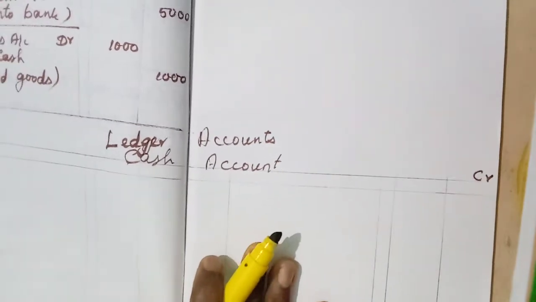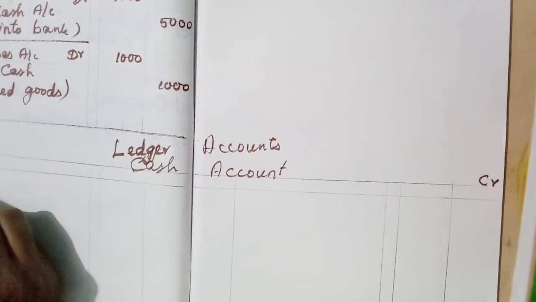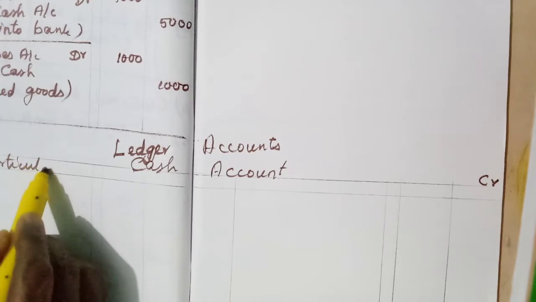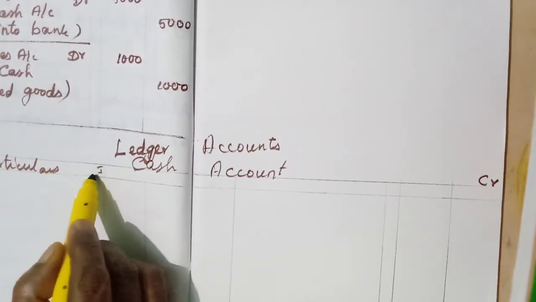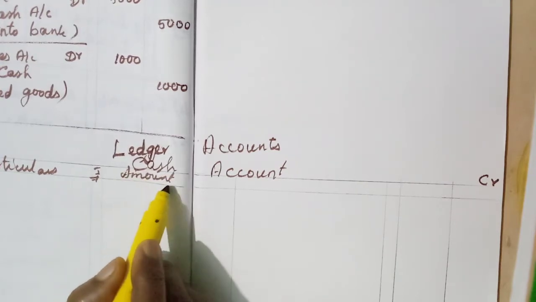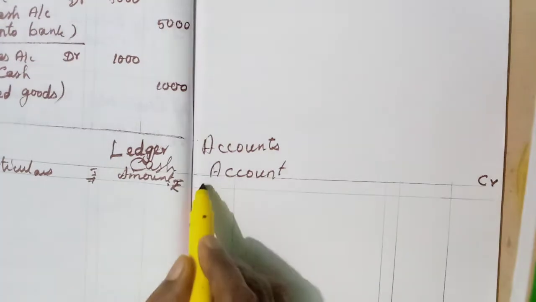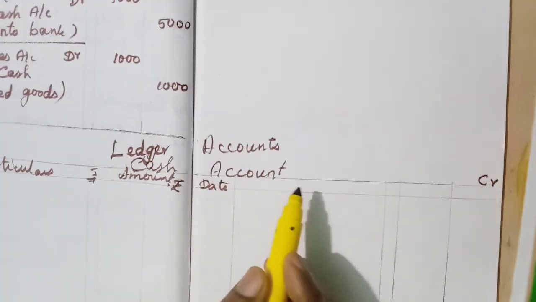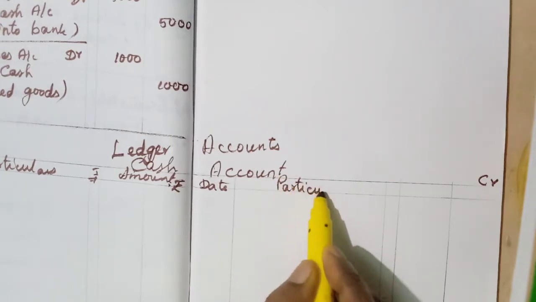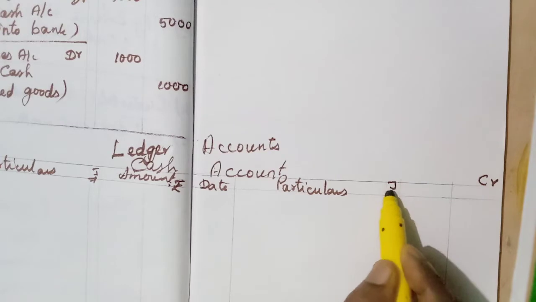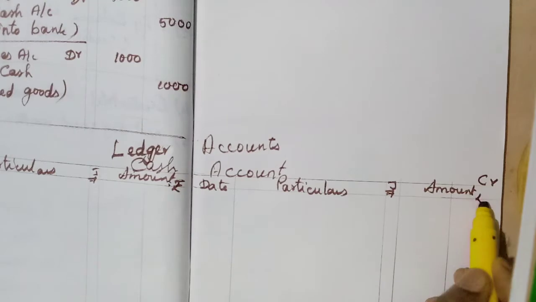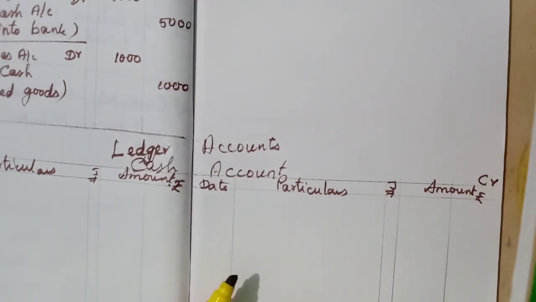Okay. Then all the headings you have to write. First date, then particulars, then JF. Okay. Then amount. Then one column only we will use, rupees. Again the same we need to write on the right side also: date, particulars, JF, amount. Here one column only we use, rupees. Okay.